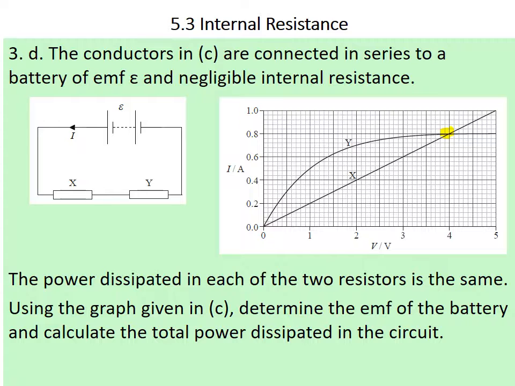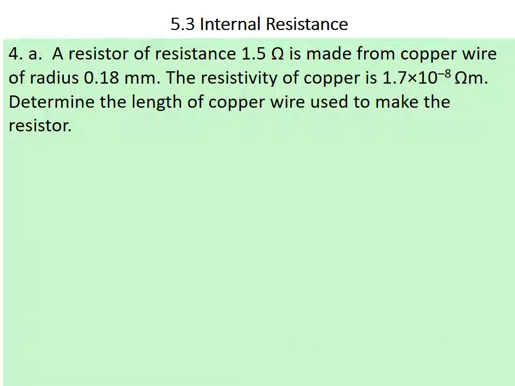So power equals I times V. If these two are in series and both of them experience a voltage drop of 4, voltage sums in series, so that means the EMF of the cell has to be 8 volts. And that means that the total power dissipated in the circuit is the sum of the power dissipated across X and across Y. So you can finish this one up.